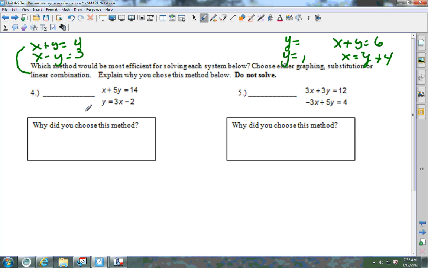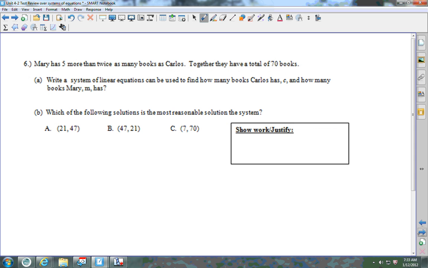So right here, when you look at this, I have one of them that's in standard form, the other one is in y equals. So in this case, it is easier to use substitution. In this one, when you're looking at it, see how this is in standard form, both of them? See, when I go to eliminate, the x's cancel out. This is easier by using linear combination.